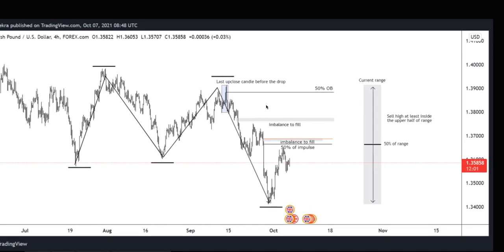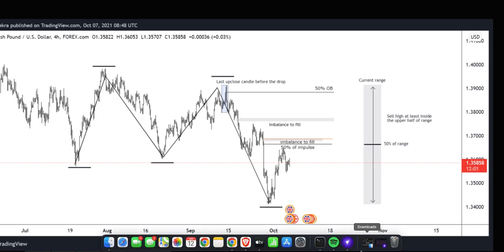So if this was live, we would identify 50% of the range. Like if you look to the right, the current range, 50%. The 50% of the range is the middle. We're selling high at least. Now, when you're going up structure, you're buying low.